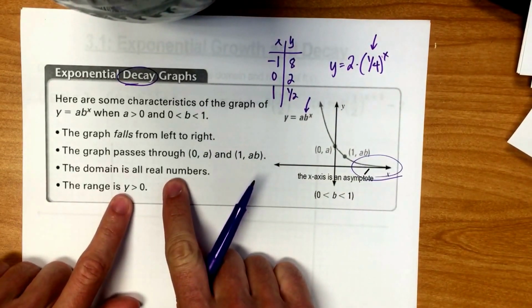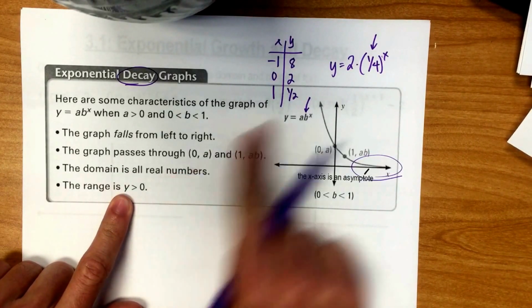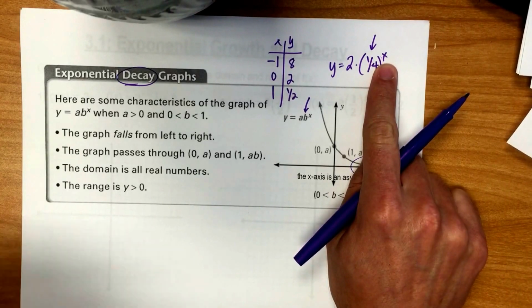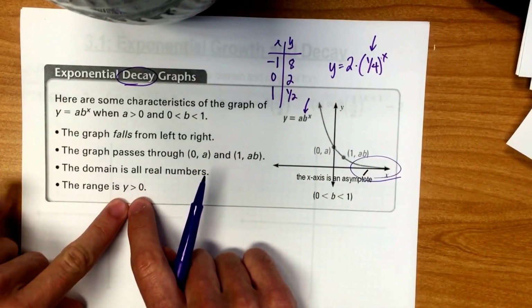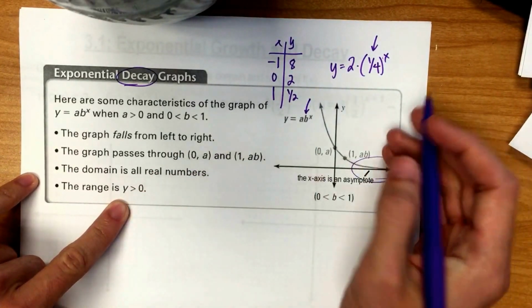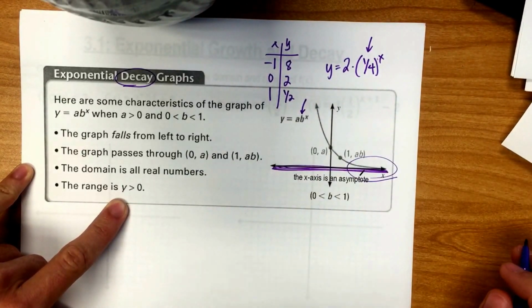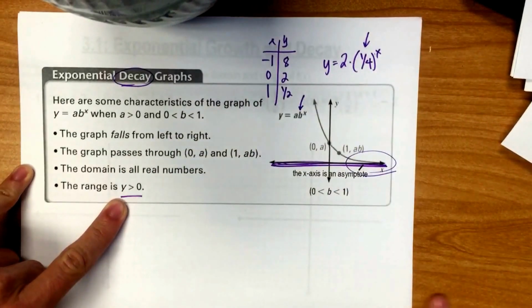Domain and range, just like a growth, all real numbers, you can plug whatever number you want into this power and you're not going to have an issue. Range always depends on your horizontal asymptote. Since the x-axis in this problem is my horizontal asymptote, that's why we're saying the range is greater than 0.